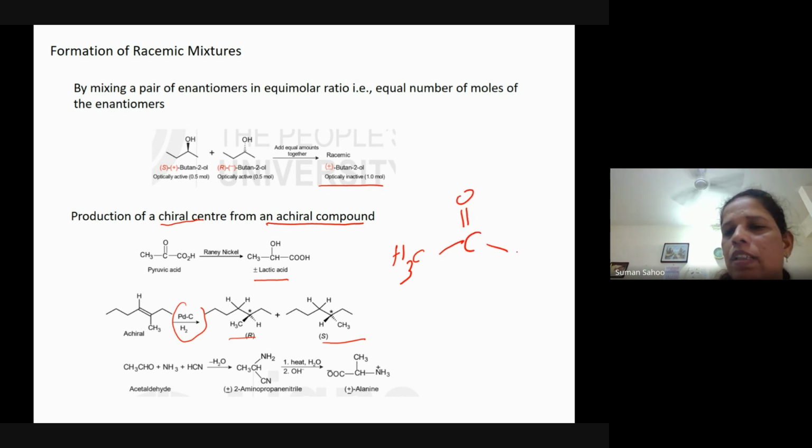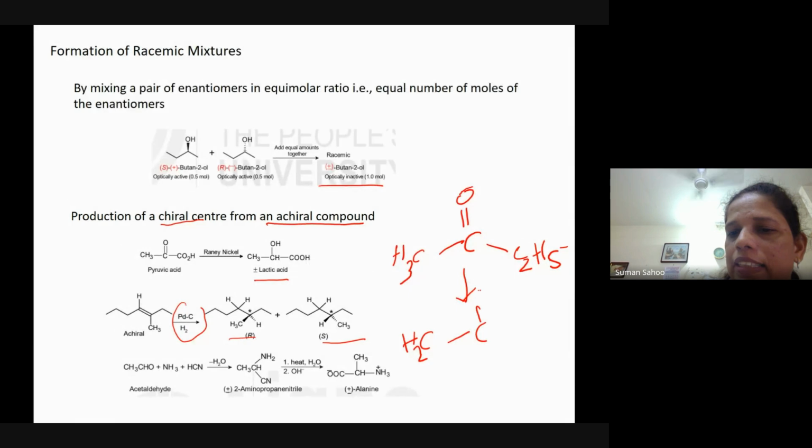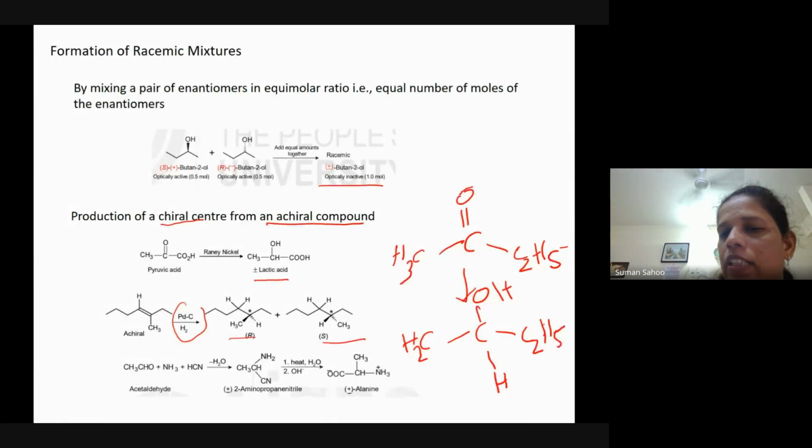Suppose I take a simple molecule, CH3COC2H5. This is an achiral molecule because it has only three different substituents on this carbon. So this is an achiral compound, not a chiral compound. When we do the hydrogenation, we are generating a chiral center, OH and H, by adding hydrogen across the carbon-oxygen double bond. So in this case we are getting a chiral molecule.